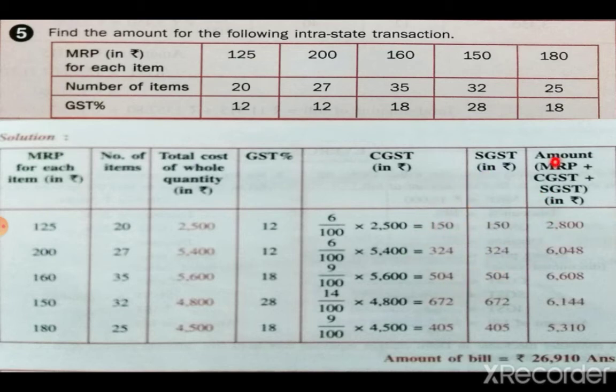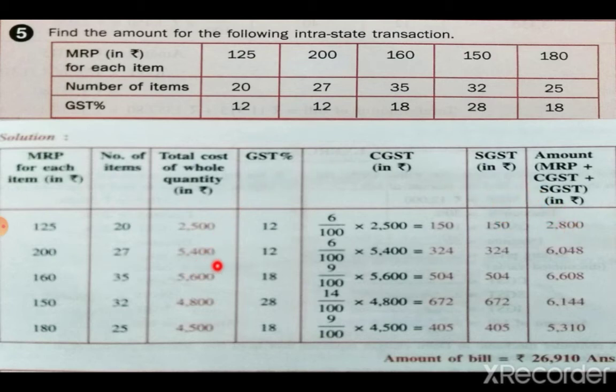So now to find amount, you will do MRP plus CGST plus SGST in rupees. So how you will do that? Amount, MRP, CGST and SGST. MRP, that means you will take 2500 plus you will do 150 plus you will do 150. So 2500 plus 150 plus 150, you will get 2800.